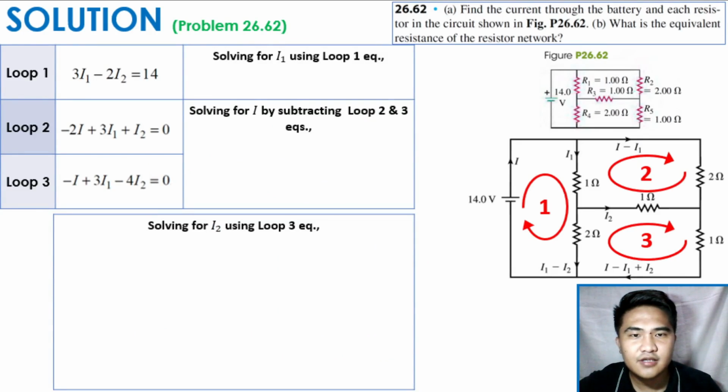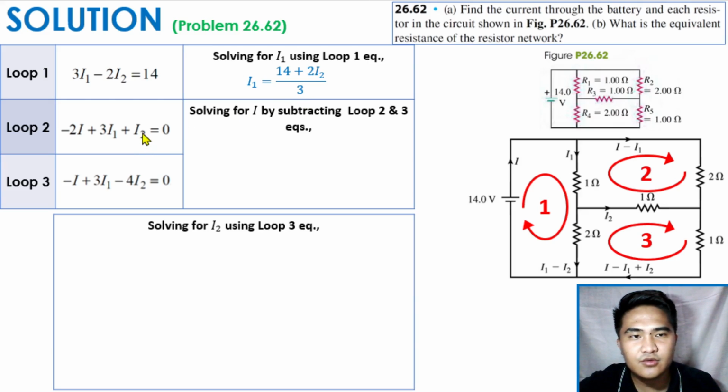Since we now have three equations from loop 1, loop 2, and loop 3, we can solve for the values of the current. Starting with the loop 1 equation, we can solve for I1. Rearranging this equation to get I1, we will have I1 is equal to (14 plus 2I2) over 3.